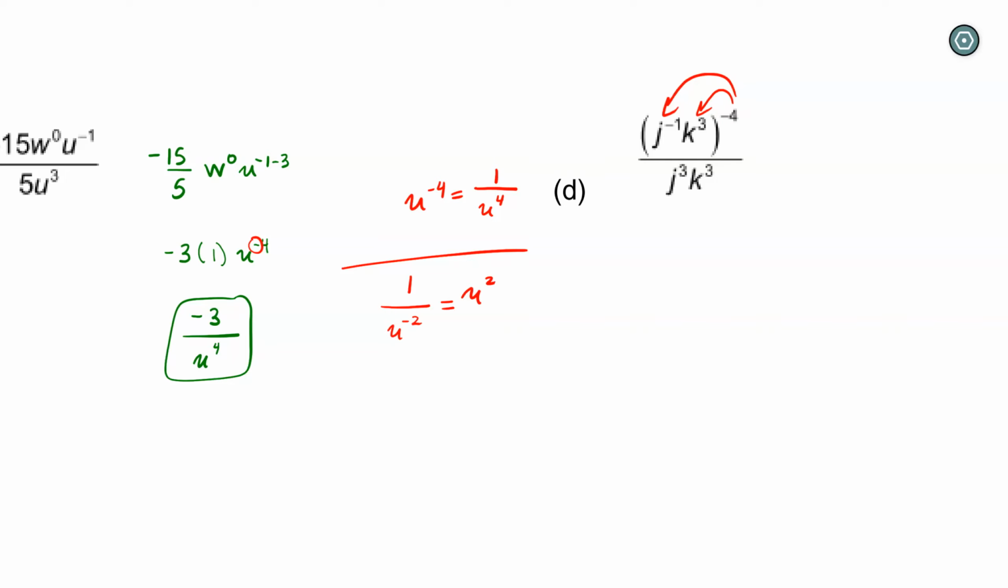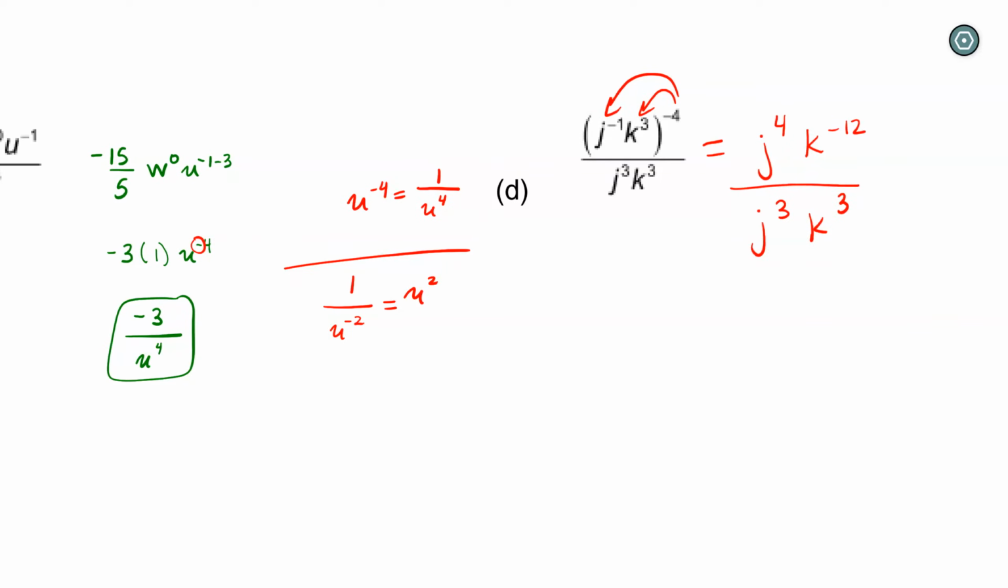You distribute the exponent. Did you guys already do this? J to the 4, k to the negative 12 over j cubed, k to the third. And then we just use rules of exponents since it's a quotient. Same base. When you have the same base, you subtract the exponents.